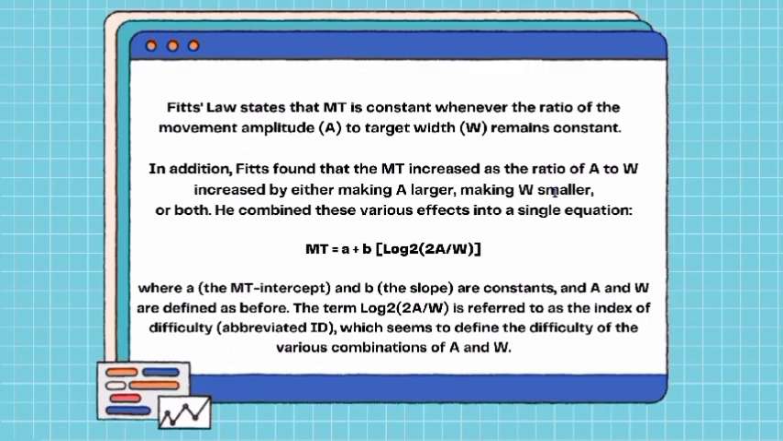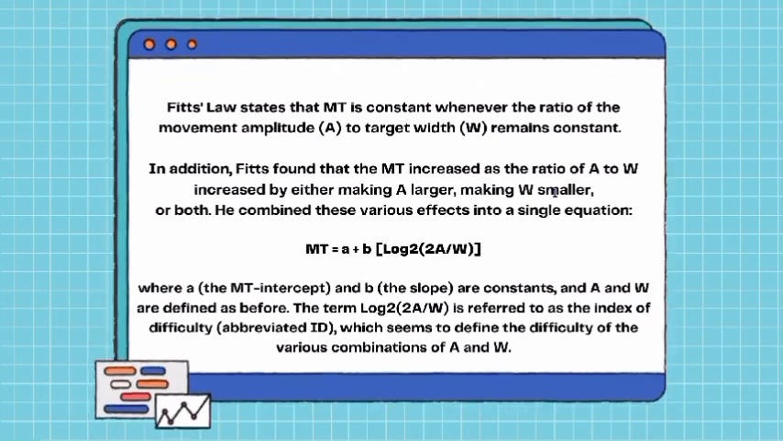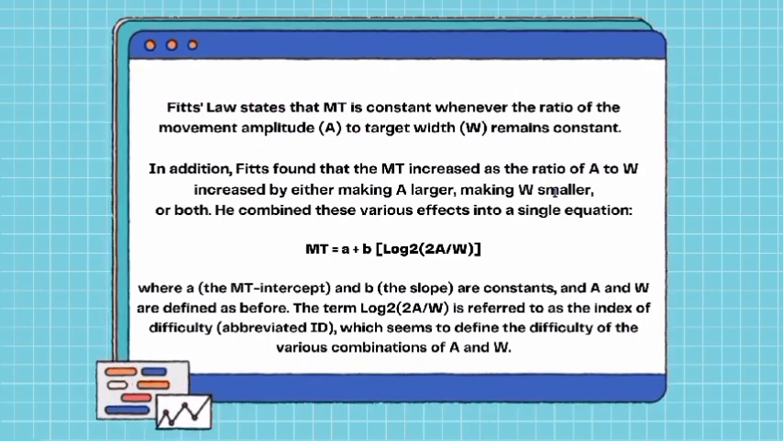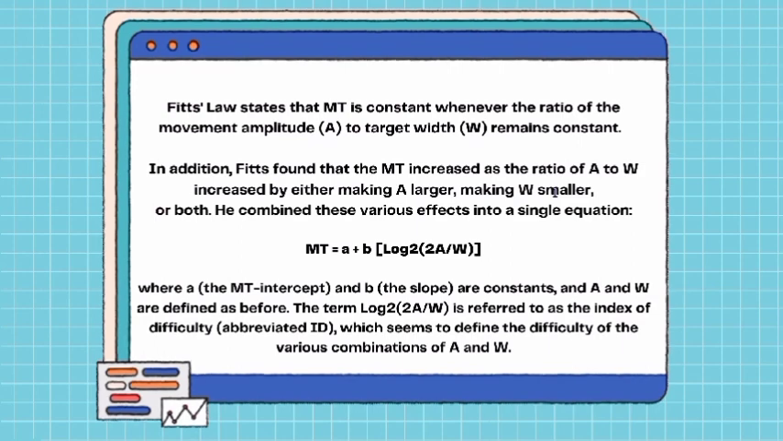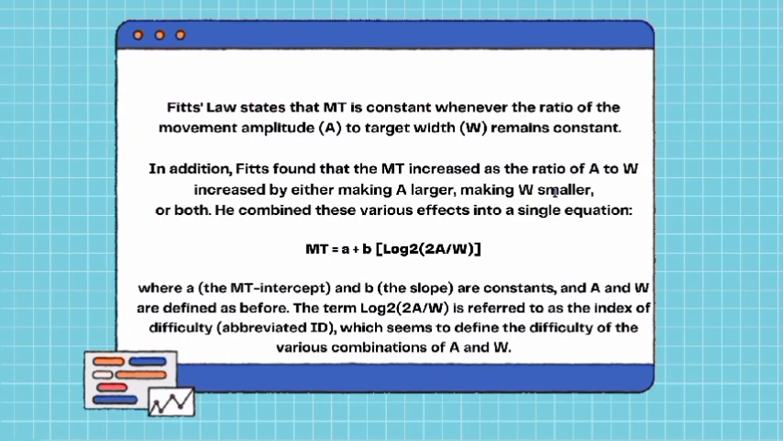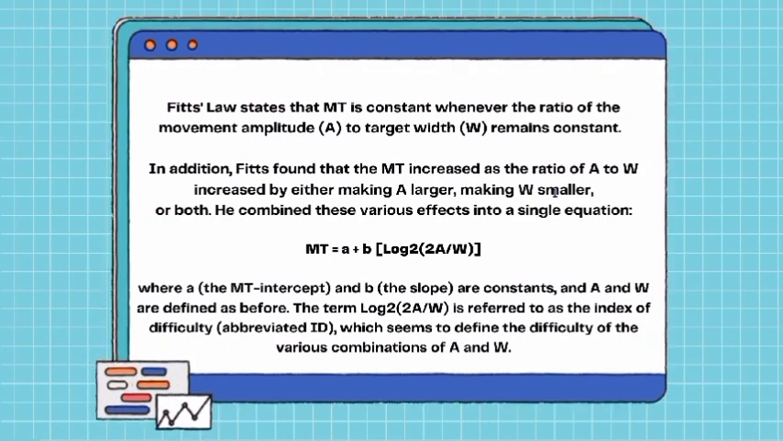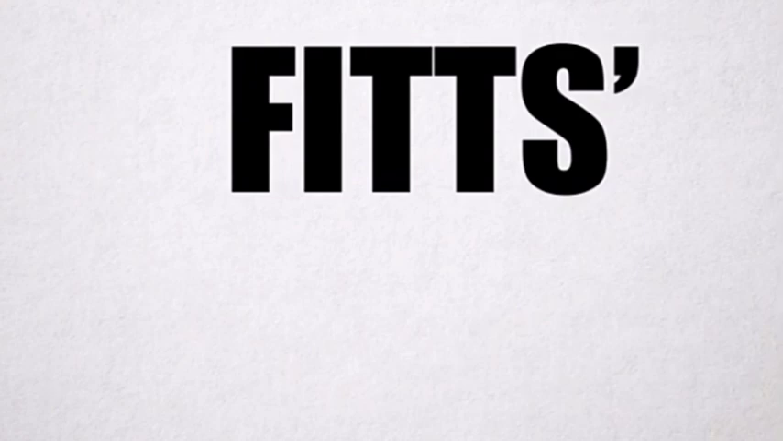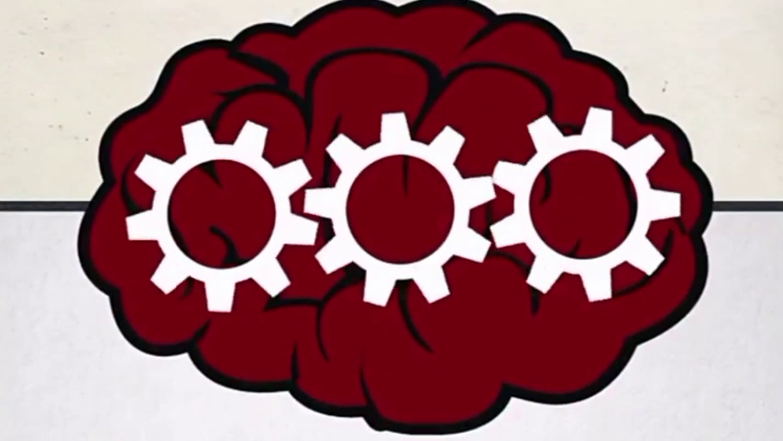So very long movements to wide targets require about the same MT as very short movements to narrow targets. In addition, Fitts found that MT increased as the ratio of A to W increased, by either making A larger, making W smaller, or both. He combined these various effects into a single equation.